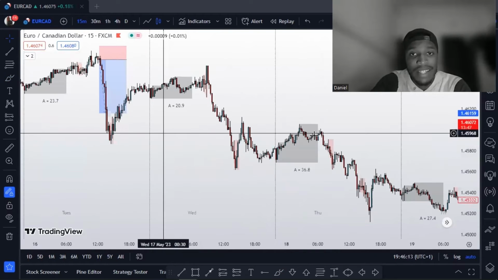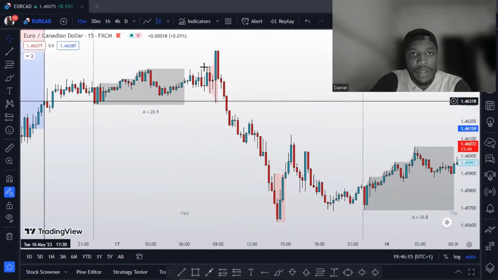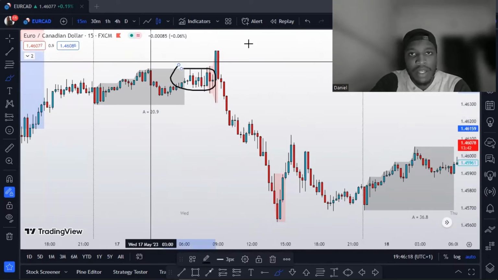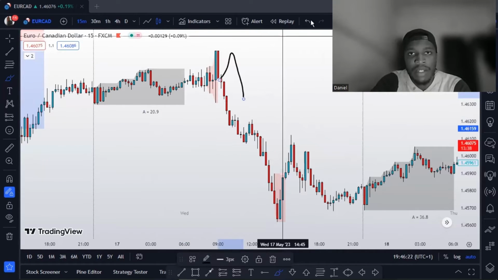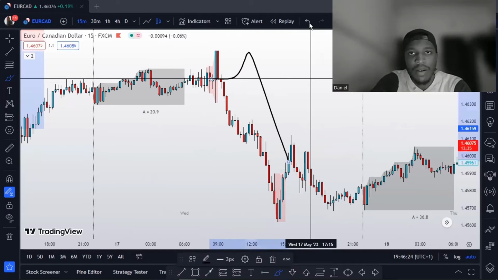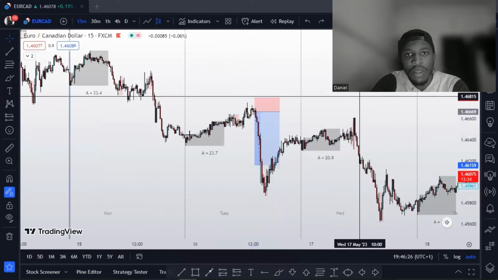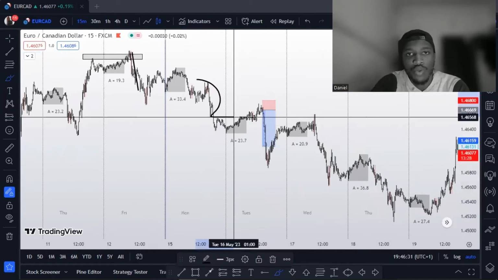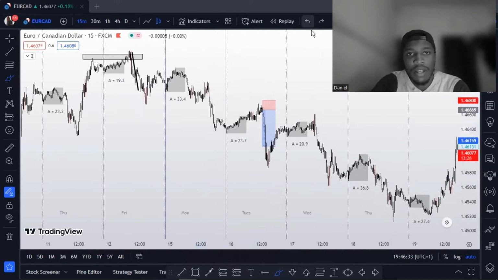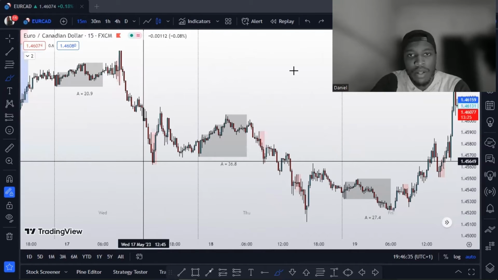On Wednesday, nothing really. Just like USD CAD, we didn't get a second leg. So this Euro CAD and USD CAD basically did the same thing, just like this. All right. So on Thursday, I was actually looking for buys because we have 1, 2, and 3. So I was looking for buys down here at the lows.